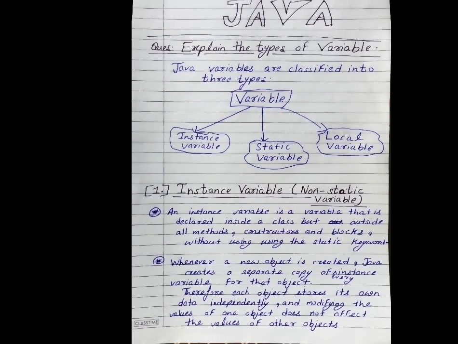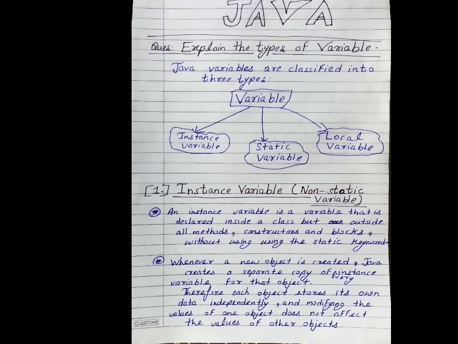Types of variables. This is our today's topic name. So, first we should know what is variable. As we know, it is a named memory location which is used to store the data in a Java program, and it acts as a container that holds the values which can be accessed, modified, and manipulated during the execution of the program.